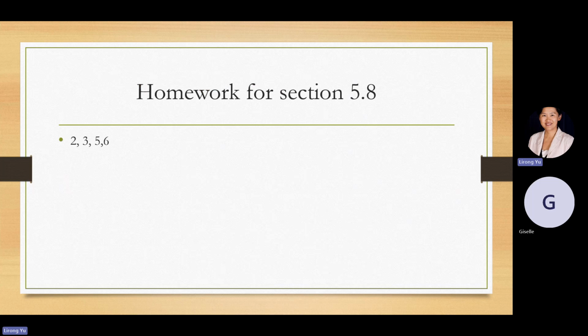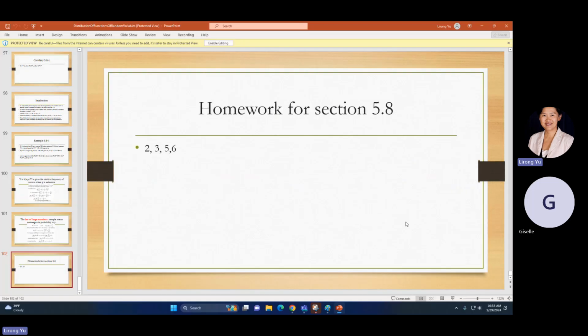These are the homework problems that I assigned for 5.8. Any question? Try them and see if you have any difficulty, and let me know. This Wednesday, we're going to have a quiz over 5.5 and 5.6. We're assuming that we already finished 5.3 and 5.4, but if you have any questions, you're welcome to ask.